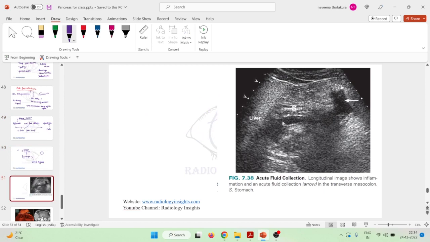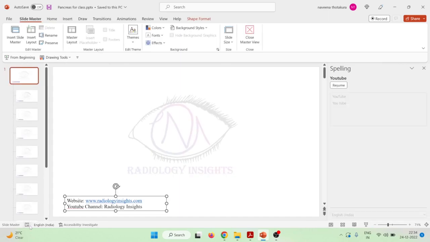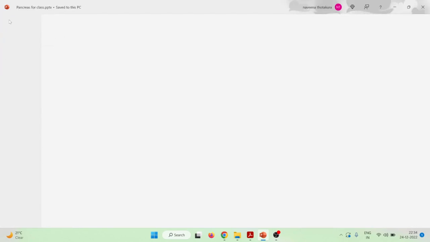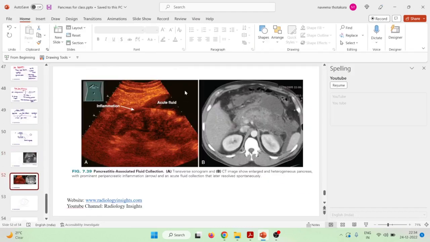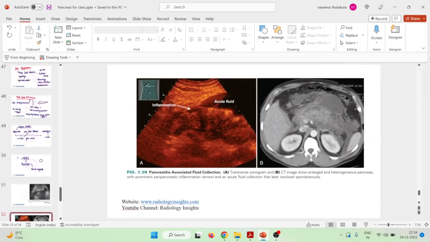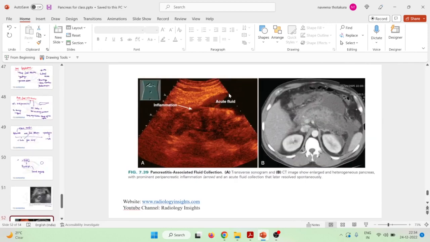Now, this is the picture which is showing the acute fluid collection. This is the stomach. Here we have the pancreas, and this is the acute fluid collection which is seen in the transverse mesocolon. Then, this is the picture which is showing acute fluid here, and there is inflammation here, and similarly there is an acute fluid which is noted here. So these are the pictures which show acute fluid collection.